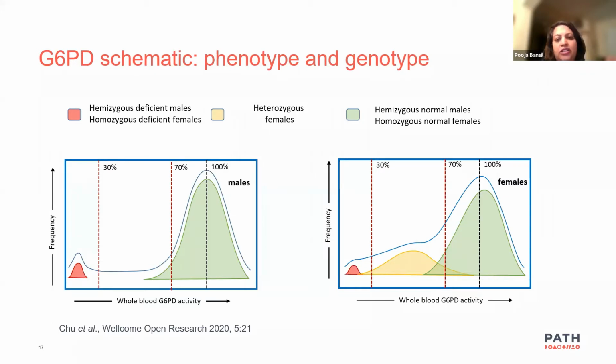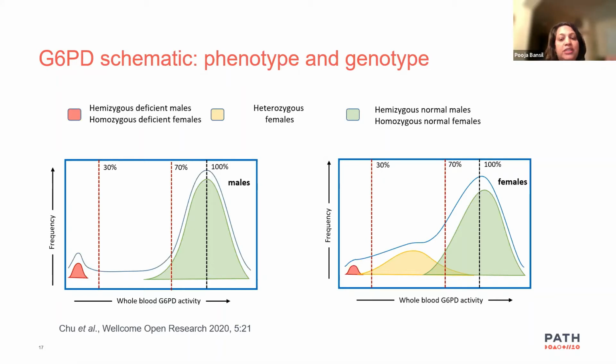So this is a schematic showing the G6PD phenotype and genotype. Because G6PD is an X-linked genetic disorder, males can be either homozygous G6PD deficient or normal by phenotype. On the other hand, females can be either homozygous or heterozygous for G6PD, and therefore exhibit a broader range of deficiencies depending on the random inactivation of one of the 2 X chromosomes. Males with a deficient G6PD allele and females with 2 G6PD deficient alleles typically have a G6PD activity of less than 30% of normal, shown here in red.